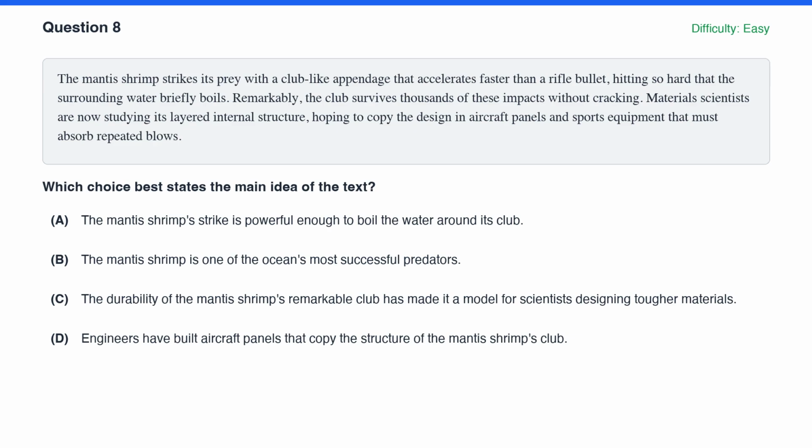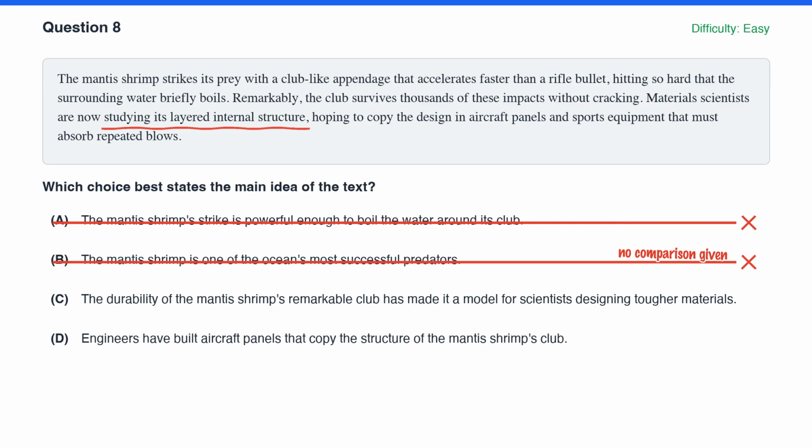Here's a main idea question. So we want the point that ties the whole passage together, not just one flashy detail. Watch the move. The passage describes a club that survives thousands of impacts and then tells us materials scientists are studying its structure to copy the design. Both halves matter. Choice A stops at the boiling water. That's just a vivid detail, not the main point. Off the list. B calls it a top predator, but the passage never compares it to other hunters. Cut it. D says engineers have already built those panels, but scientists are only hoping to copy the design. That dies too. C captures both the durability and the model for tougher materials.